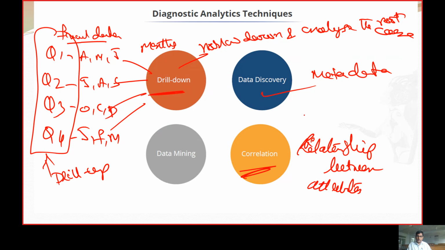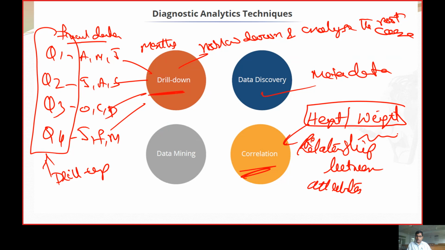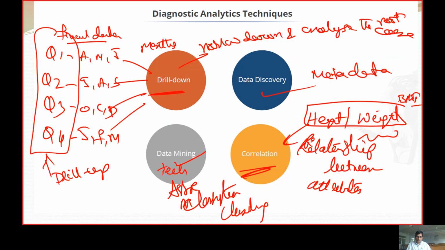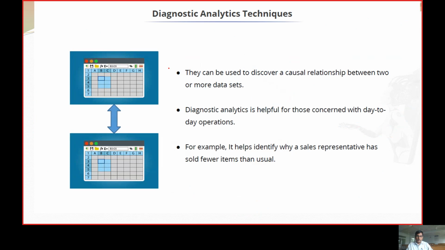Is there any relationship between height and weight? Yes, there is a relationship between height and weight. Only then can you say these two attributes are correlated with one another in order to get the body mass index, etc. Similarly, we use data mining techniques, such as association, classification, or clustering techniques. We apply all of these in diagnostic analysis.